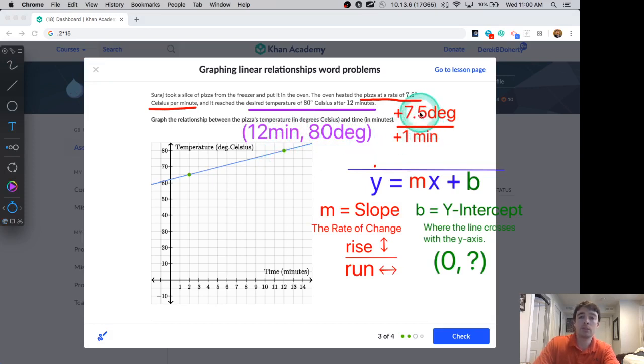And I also knew this pizza was gaining 7.5 degrees every minute. I'm at the end of the graph, so I kind of have to work back in time. And my question is, hey, if after 12 minutes it's at 80 degrees, I want to know how much temperature it gained at this speed. So I'm going to flip back to red. I'm going to switch this ratio, 7.5 over 1, a unit rate. I want to know how much the pizza gained in those 12 minutes. In other words, I need to multiply this ratio by 12.